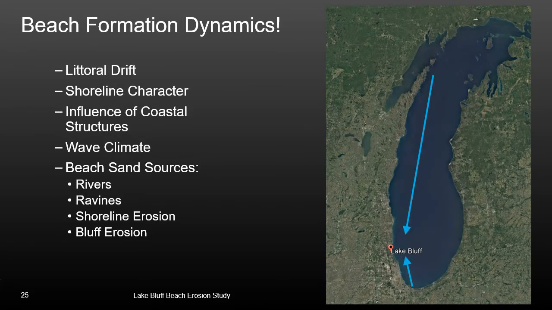When a beach forms, there's usually a pretty good reason for it. The dynamics of water flow and wave action and storm surge, as well as the character of the soil along the shoreline on the lake bed, can all have an influence on the shoreline in terms of its rate of erosion, as well as its ability to hold sand.